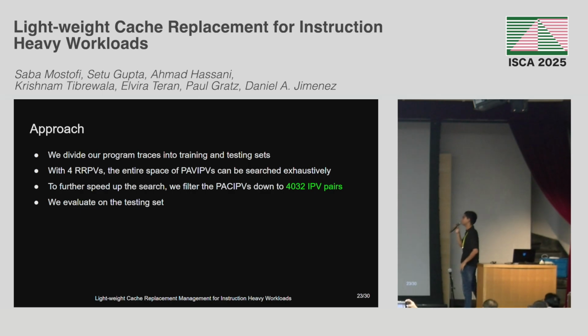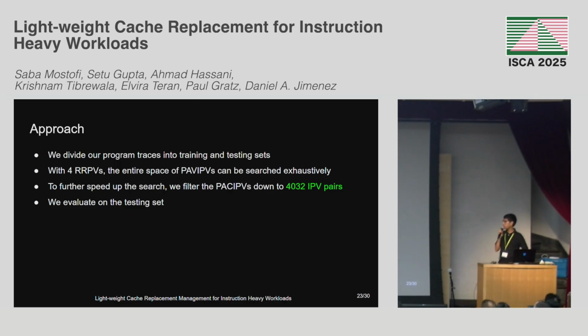So how do we go about finding the IPVs that we're going to use in our policy? First of all, we divide a program into the training and testing phase. This is close to how you would do machine learning stuff. With just 4 IPVs, we find that the IPV space can be searched exhaustively. And we further narrow down the space of all IPVs down to just 4032 pairs by using some obvious heuristics. And then we finally evaluate on the testing set.